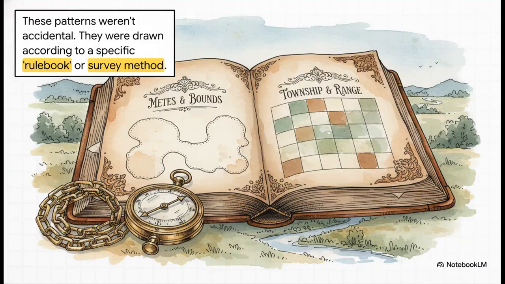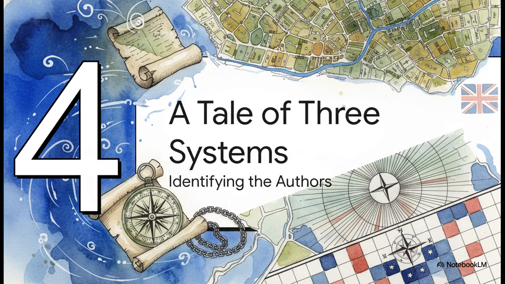This rule book is called a survey method, and it's basically just the legal system for defining where your property starts and ends. And depending on which colonial power settled an area, they brought a very different rulebook with them, creating these dramatically different landscapes that we can still see today. And that brings us to the three main survey systems that really shaped North America.